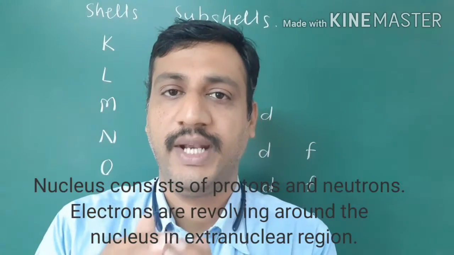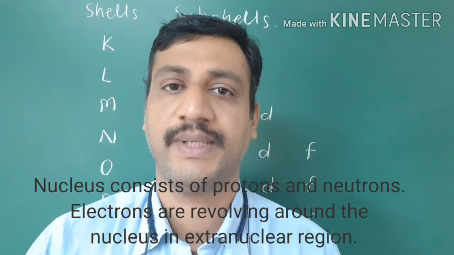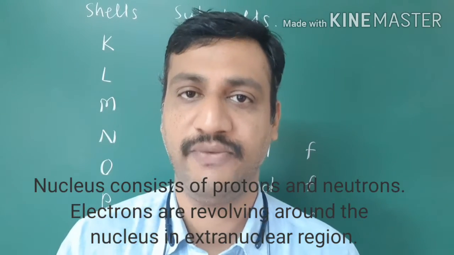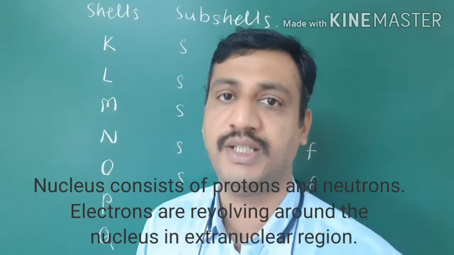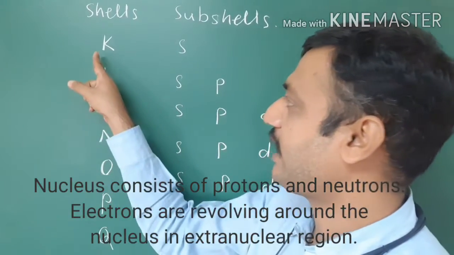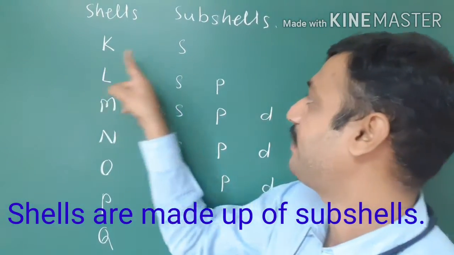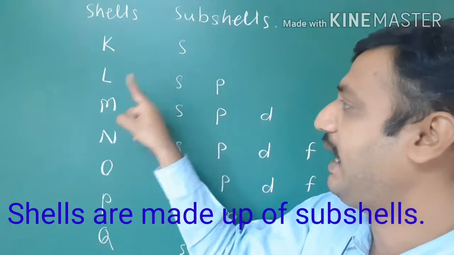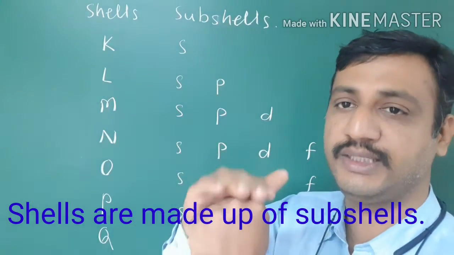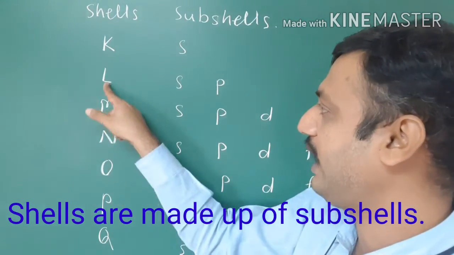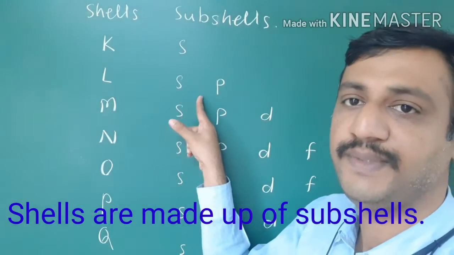In the nucleus of an atom, protons and neutrons are present and electrons are revolving around the nucleus in different shells. So first thing we need to know is that first around the nucleus, the first shell is the K shell. K shell is made up of S subshell only. L shell is the second shell. So here is the nucleus, K shell, then L, then M, like these shells are there. L shell is made up of S and P subshells.